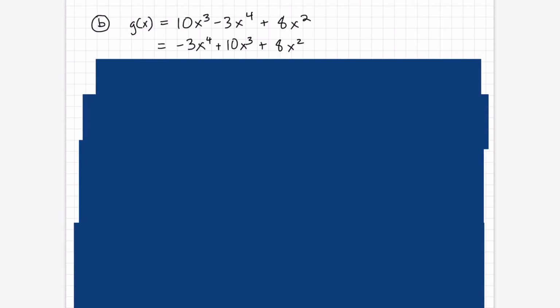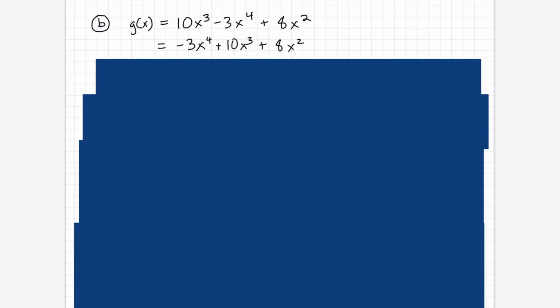So I had to do a little bit of rearranging here. Remember, addition is commutative. So I just pulled this entire thing, the negative belongs with that 3x to the 4th, and put it in the front. It's a positive with that 10x cubed, so it's a positive 10x cubed. Make sure that your polynomial is in descending order before you start doing this. So now, what is our leading coefficient?